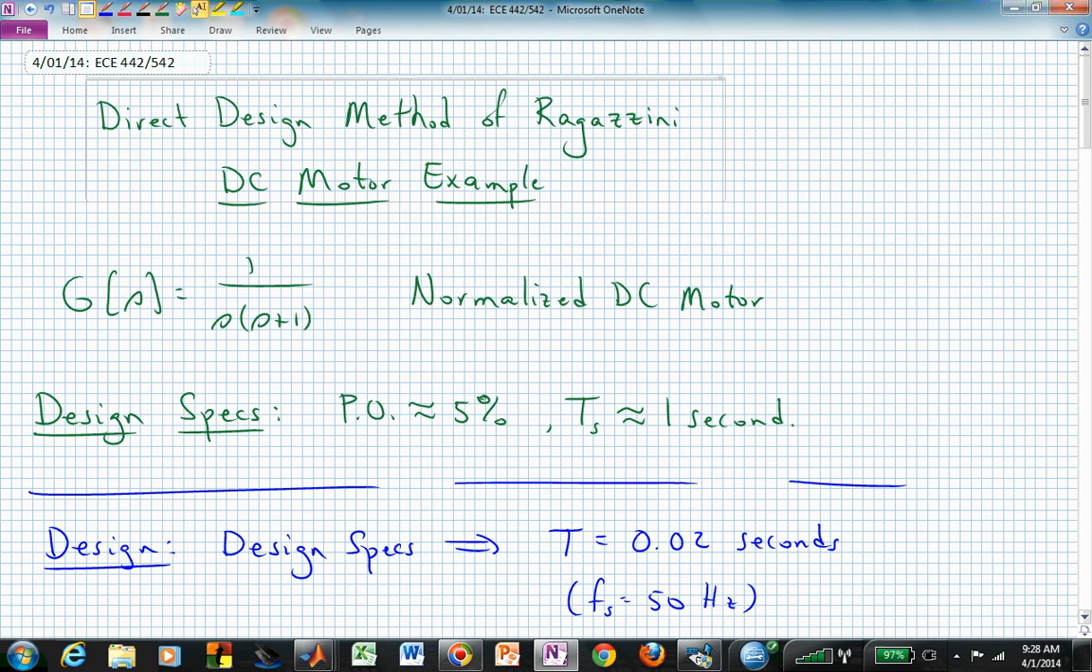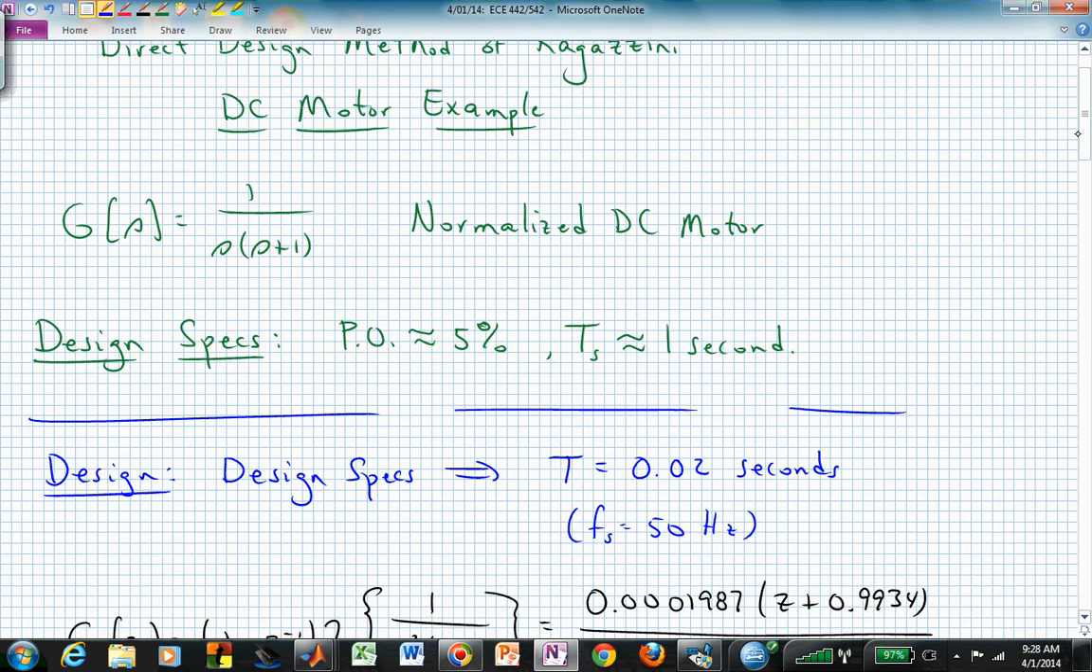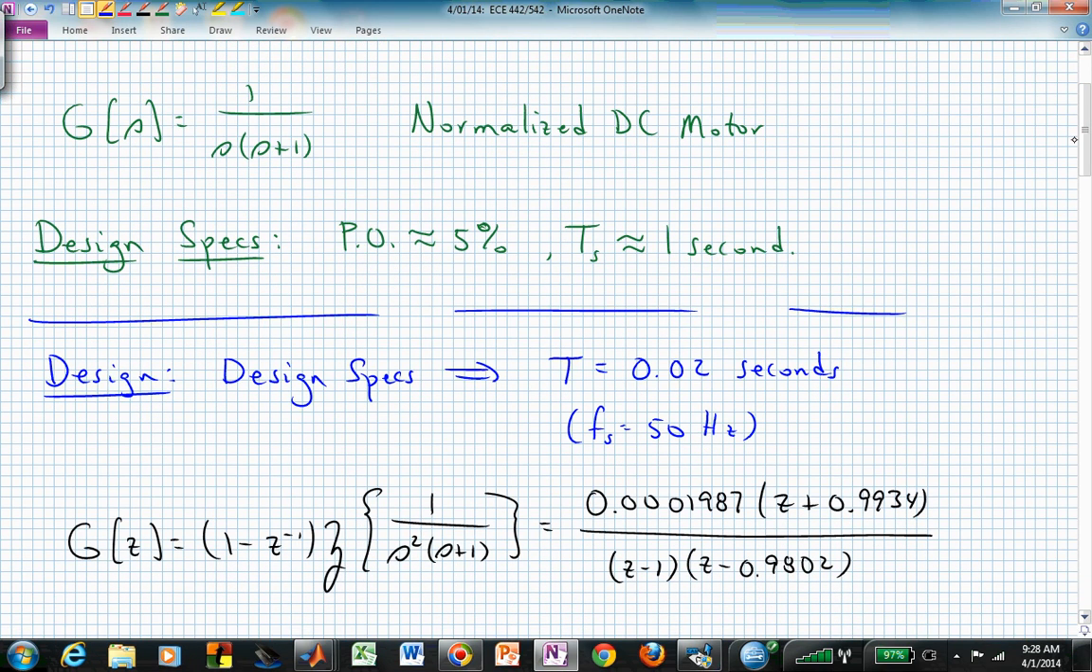In this presentation, what I would like to do is finish up our DC motor example controller design using the direct design method of Ragazzini. We've been given a normalized DC motor that has two poles, a pole at the origin and a pole at -1. Our design specs: let's just try for a percent overshoot of 5% and a settling time of 1 second. We use those design specifications to select a sample period, capital T, of 20 milliseconds, or a sampling frequency of 50 hertz.